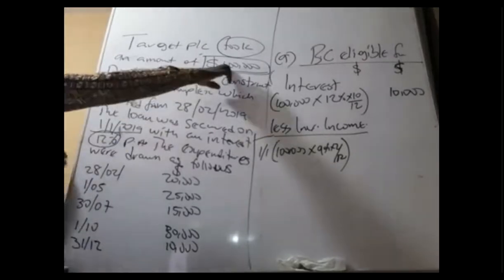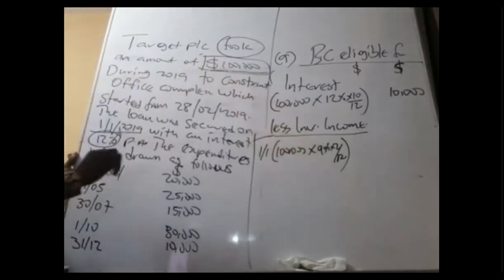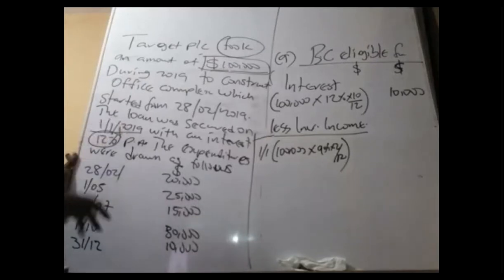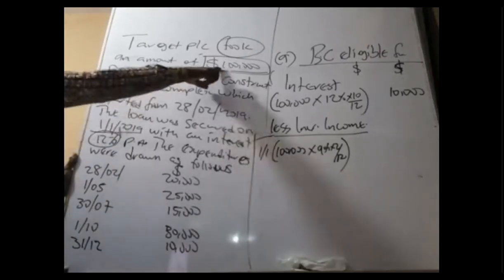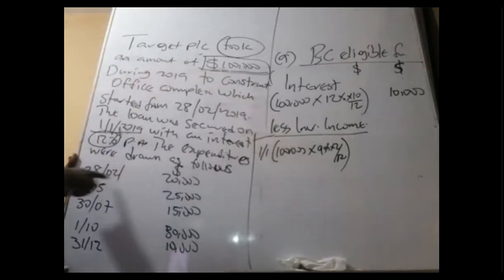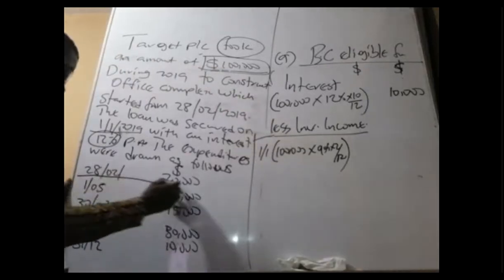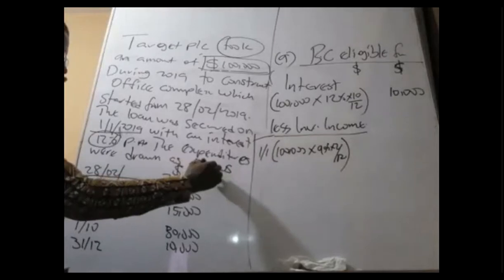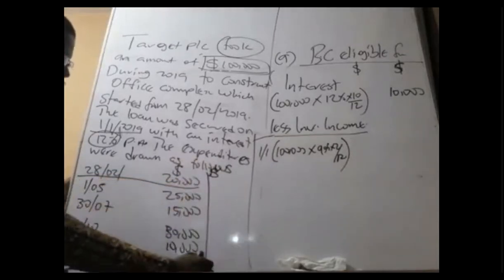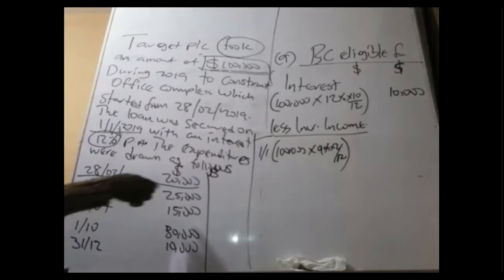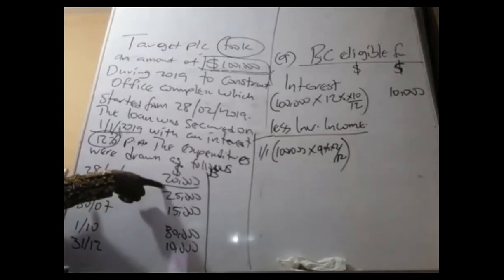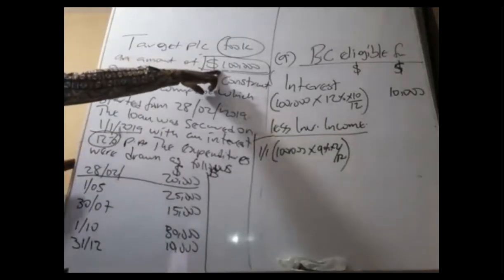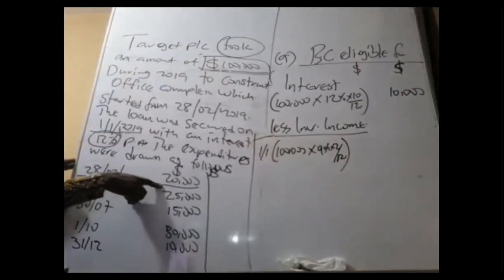Target PLC took 100,000 to construct a qualifying asset, an office complex. Good. Now, this 100,000 was free or idle until the first amount was taken, which was on 28th February. So now tell me the balance. Create a column here, including the balance. After the first withdrawal, the total amount secured was 100,000, and then they paid 20,000.